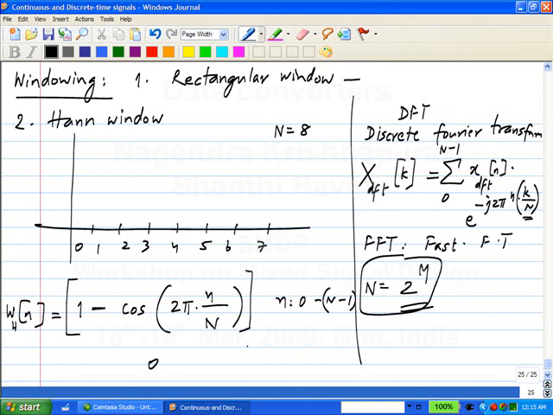Because we still have to limit ourselves to N points. The rectangular window was constant between 0 and N minus 1 and 0 outside. This follows some complicated shape between 0 and N minus 1 and it is 0 outside. So what is the value at n equals 0?